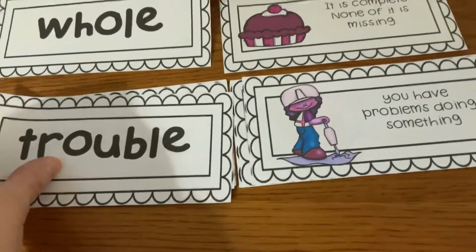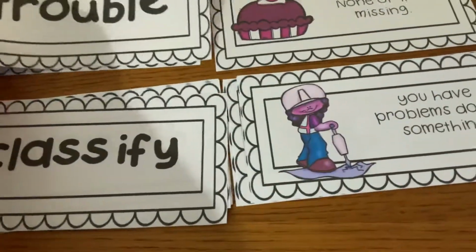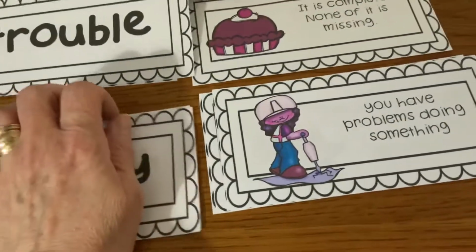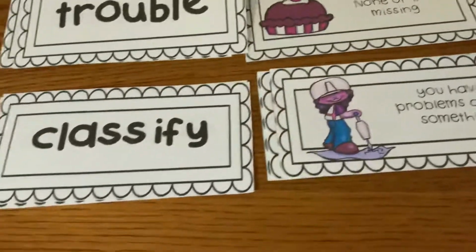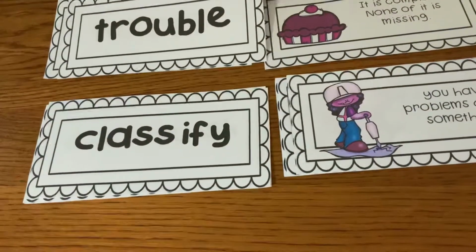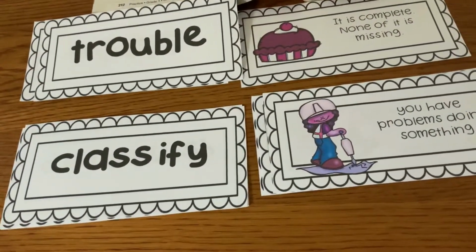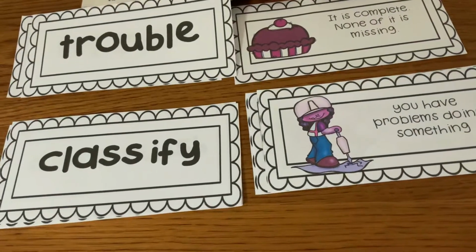None of you ever have trouble doing anything, do you? Remember, whenever we learn to do stuff, we don't always get it done the first time. We don't always do it perfectly the first time. We usually have a little bit of trouble, but that's okay. That's a part of learning.